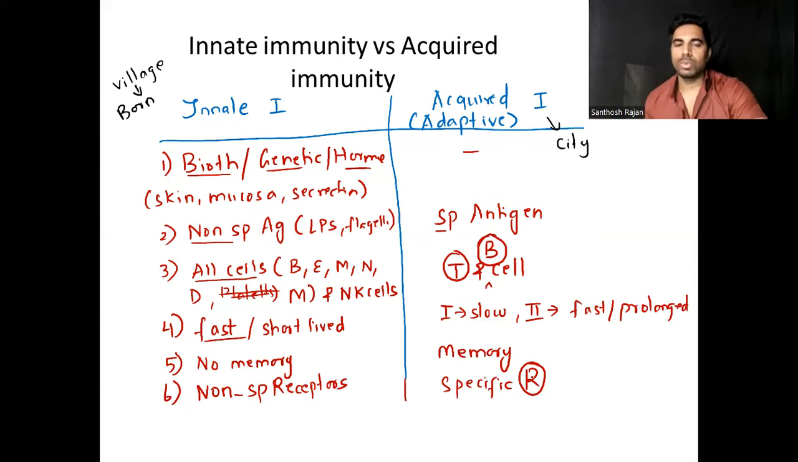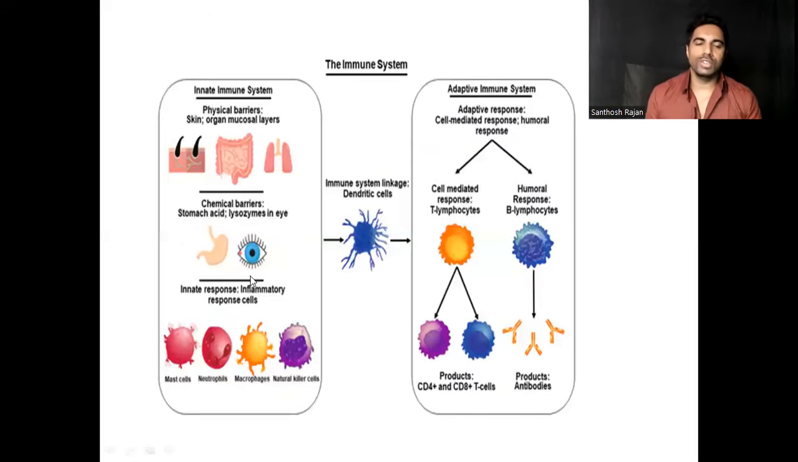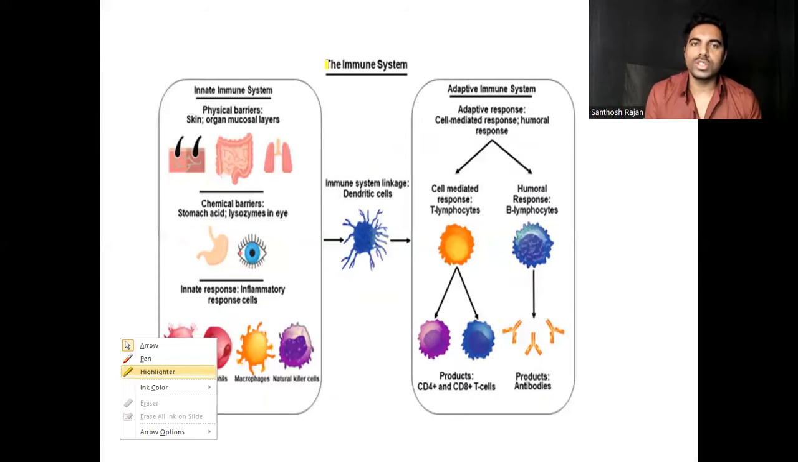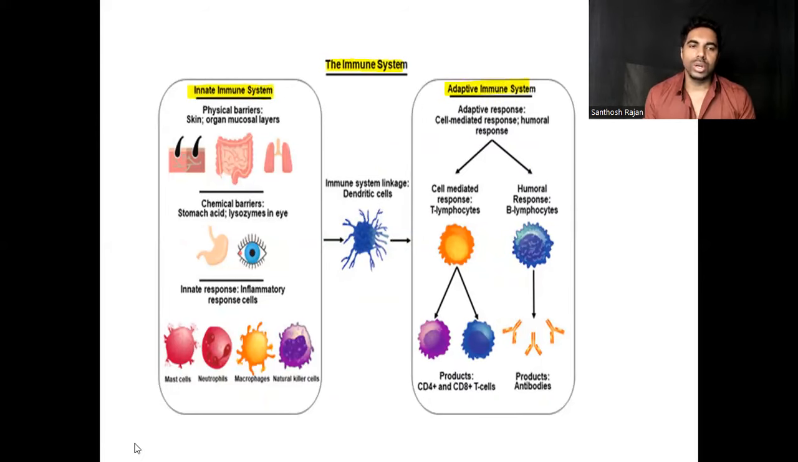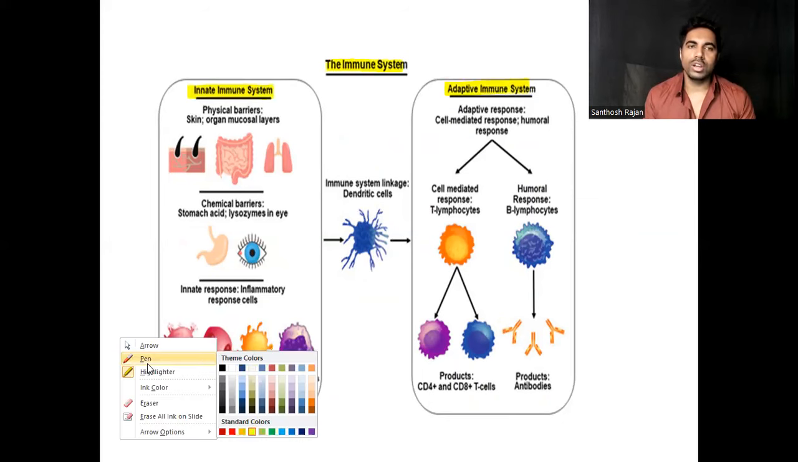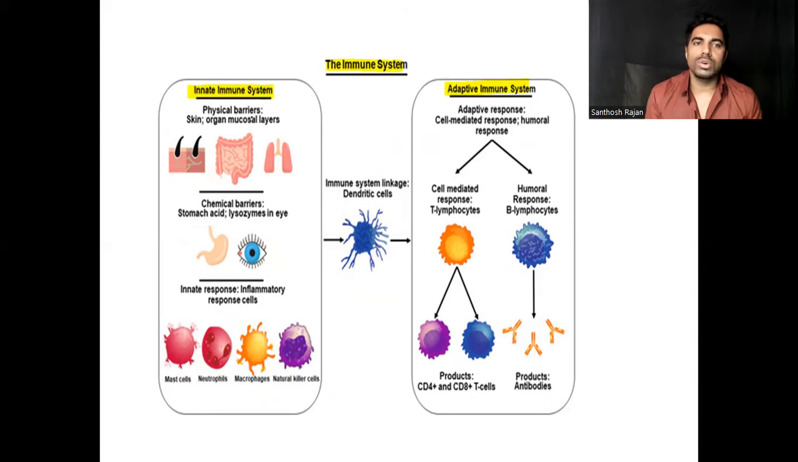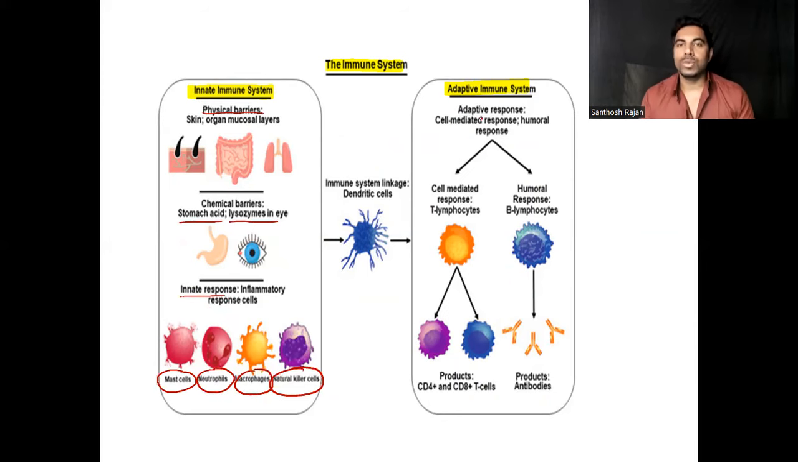So in a picture way, if you want to show it, this is the thing. If you talk about the immune system here, we have the innate immune system and the adaptive immune system. As I told you, the most important things here are the physical barrier, skin and mucosa layer, and then chemical barrier, so all your secretions, lysozyme, etc. And when you come to cells, I told you mast cell, neutrophil, macrophage, natural killer, all important cells will come here.